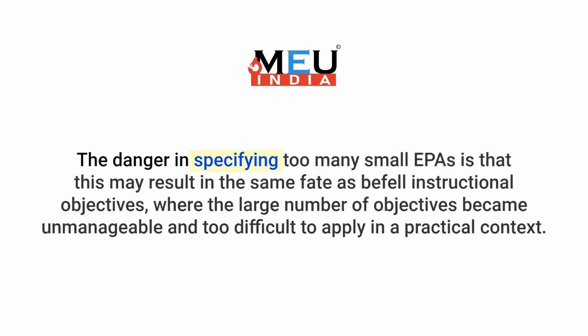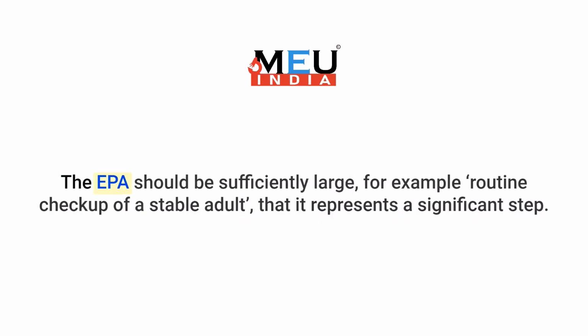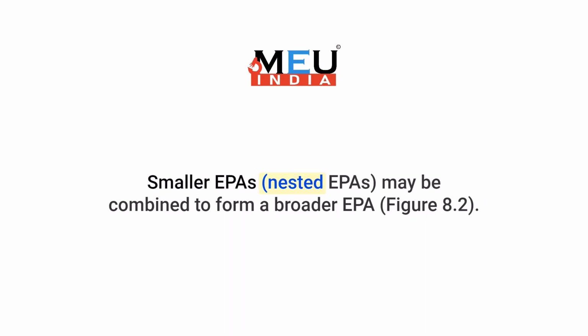The danger in specifying too many small EPAs is that this may result in the same fate as befell instructional objectives, where the large number of objectives became unmanageable and too difficult to apply in a practical context. The EPA should be sufficiently large, for example, routine checkup of a stable adult, that it represents a significant step. Smaller EPAs may be combined to form a broader EPA.